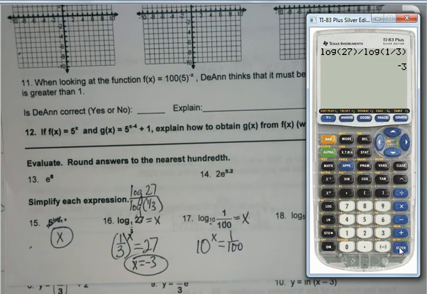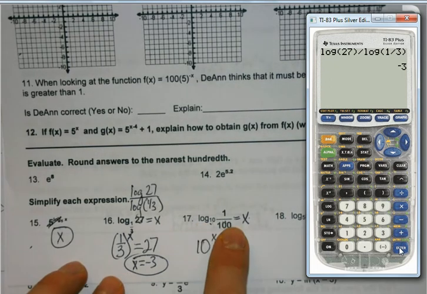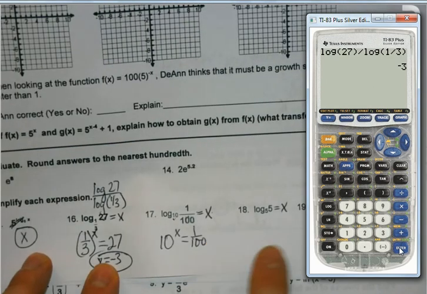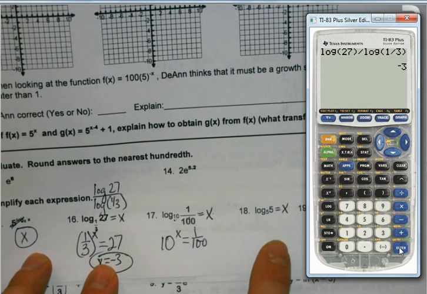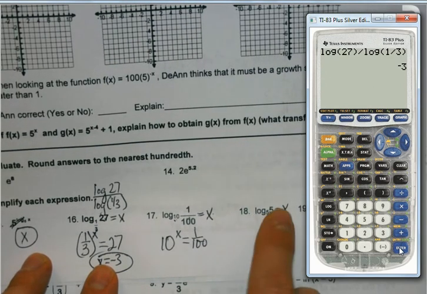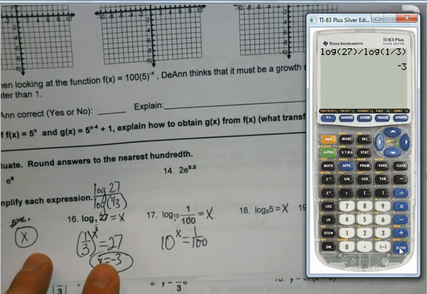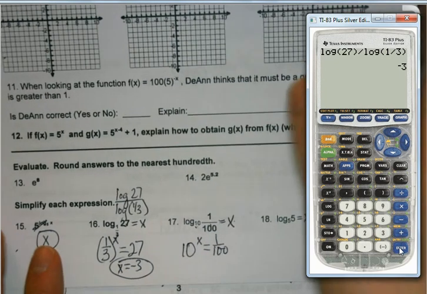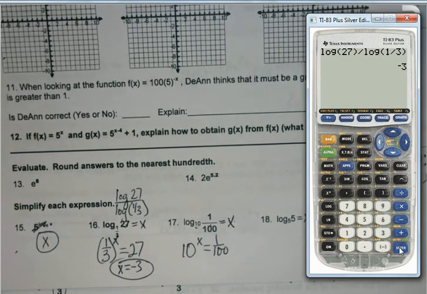You can use change of base once you get it into the exponential part. So again, here this would just be log of 1/100 divided by log of 10. Or 18 would be, and I'd hope you'd be able to figure this one out without it, log of 5 divided by log of 5. So that's how we can use change of base to help us once we get things set up correctly.